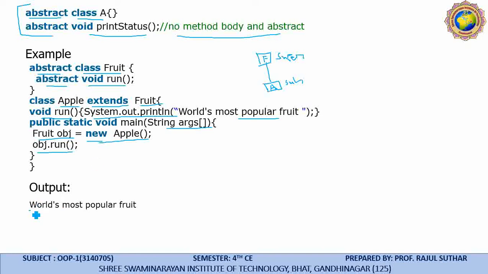So what is your output? This is the output, whatever is written in the System.out.println. Here the implementation detail is hidden. So this is the concept of abstract class.